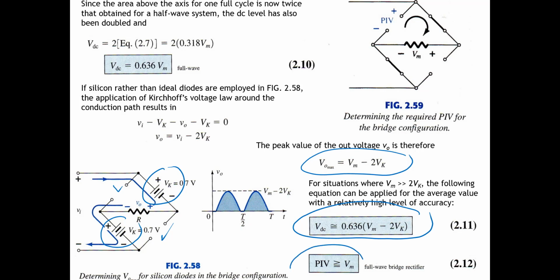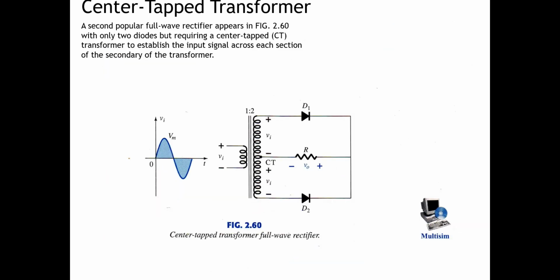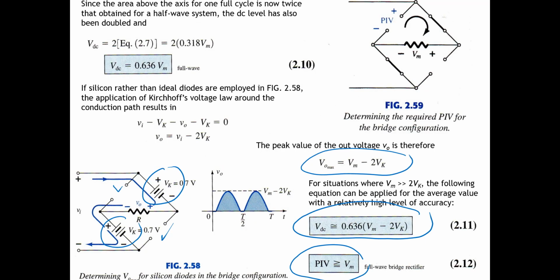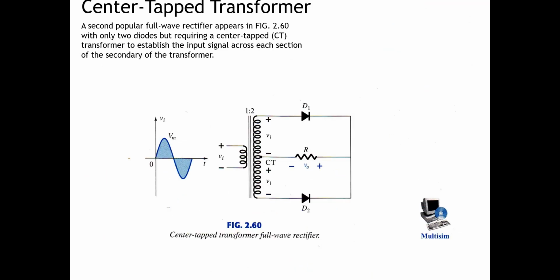And PIV also, we have to select the best diode for the full wave rectification. And another configuration, we can use a center tap transformer here.